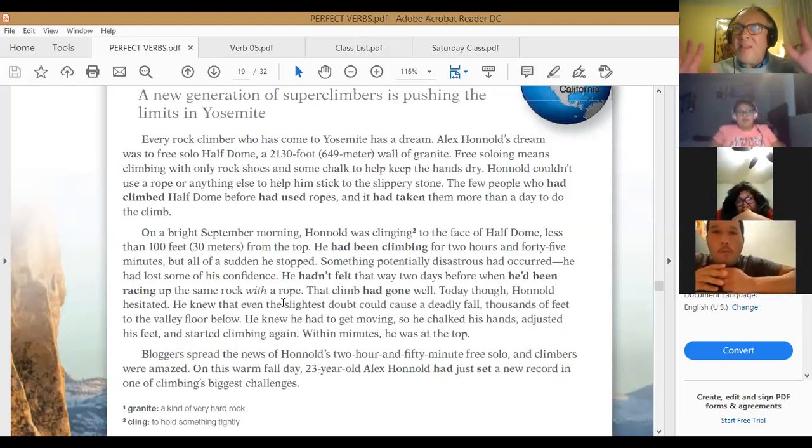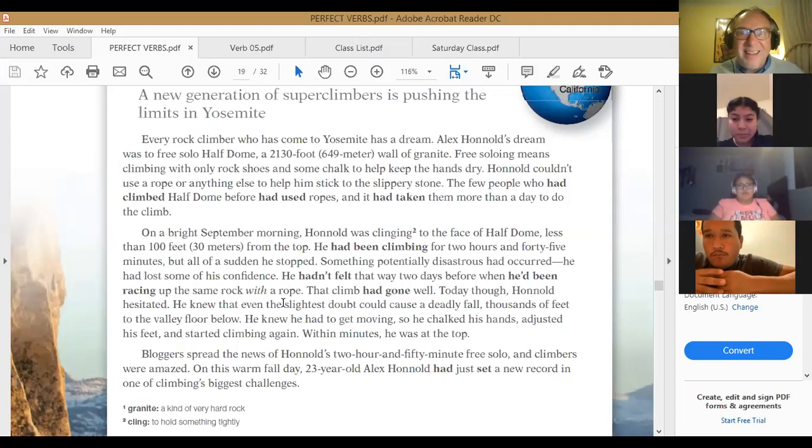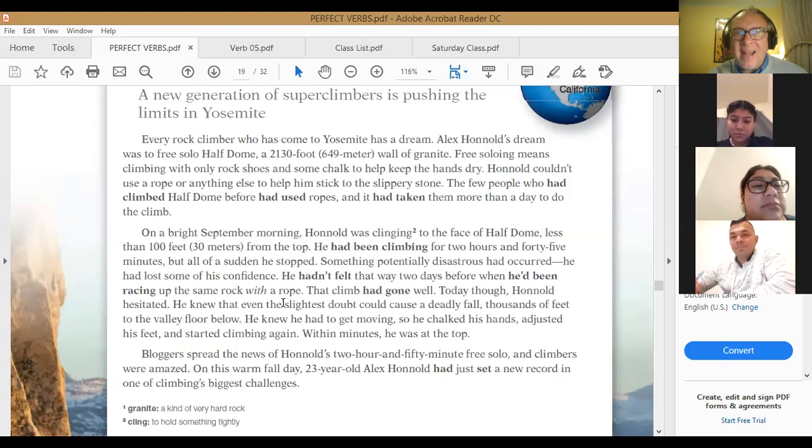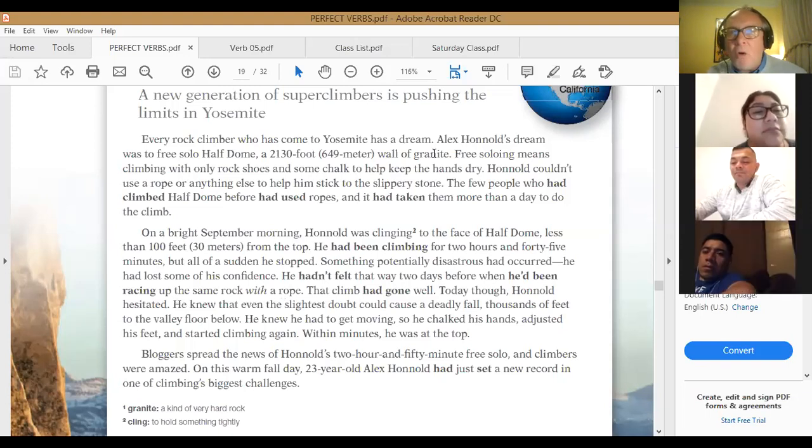Wow. So he's climbing the rock with no rope, nothing, right? Dangerous. Oh my God. Crazy. It says, Honnold couldn't use a rope or anything else to help him stick to the slippery slope. The few people who had climbed Half Dome before had used rope, and it had taken them more than a day to do the climb. Okay, so you see that past perfect? Had climbed, had used, had taken. Because we're talking about before this guy Alex came to try to climb it.